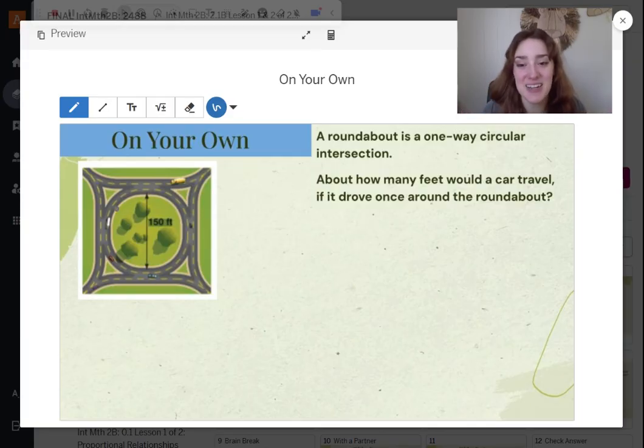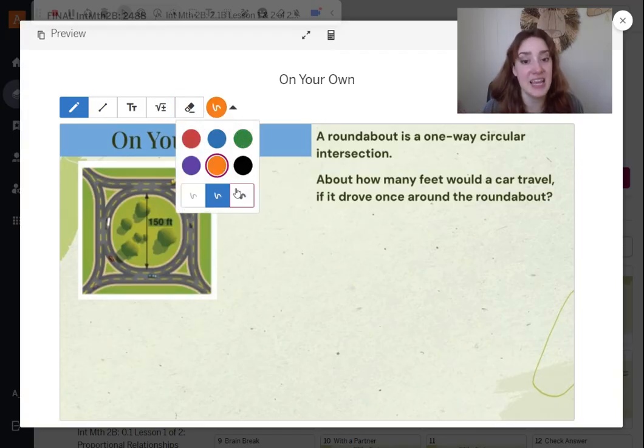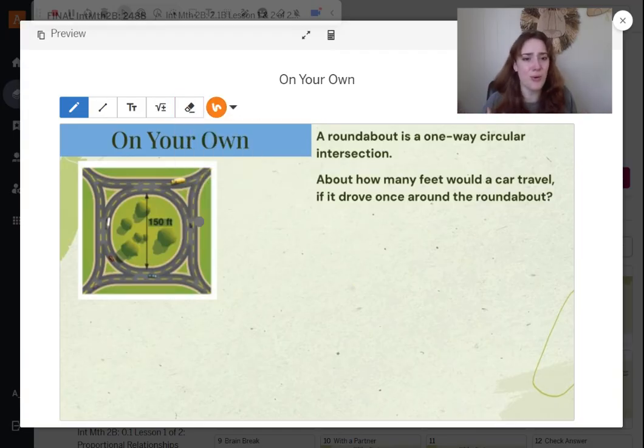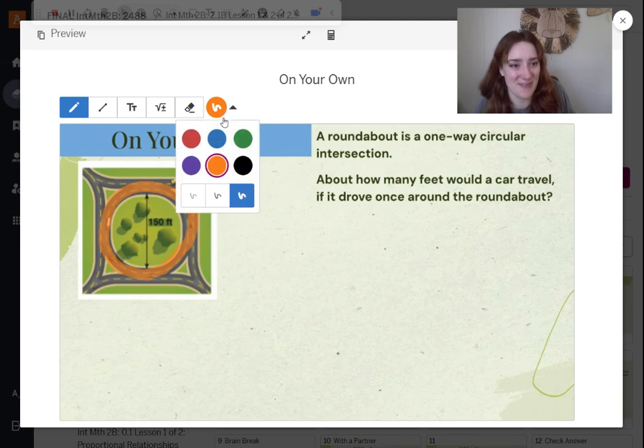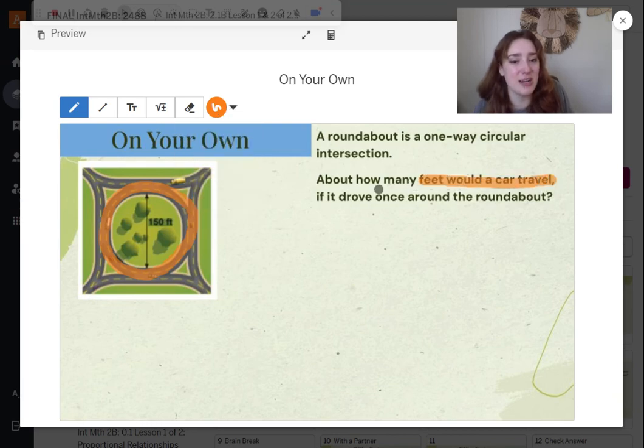Anyways, so this is a roundabout. In case you've never seen it before, it's pretty neat. About how many feet would a car travel if it drove once around the roundabout? So in this case, we can start by annotating. What are we trying to find here? What's our goal? We want to find the distance around the roundabout. How many feet would the car travel if it drove once around the roundabout? Not 2 times, just once.